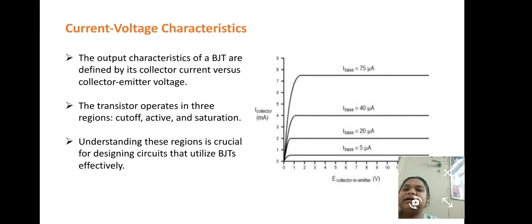Current-voltage characteristics. The output characteristics of BJT are defined by its collector current versus collector-emitter voltage. The transistor operates in three regions: cutoff, active, and saturation. Understanding these regions is crucial for designing circuits that utilize BJTs effectively.